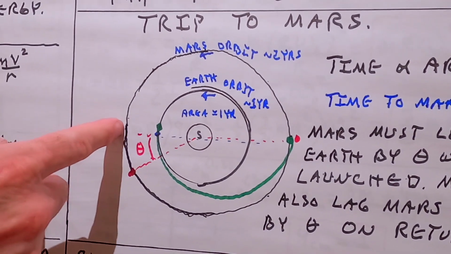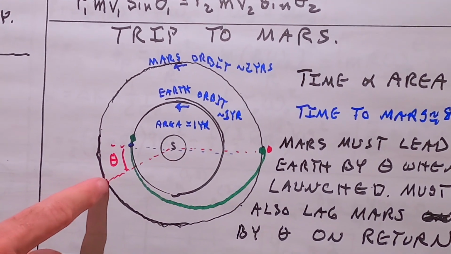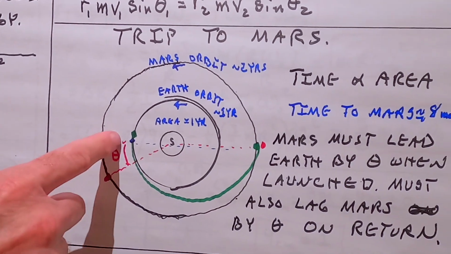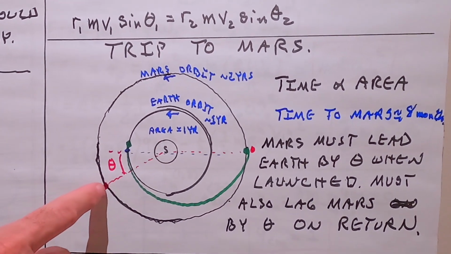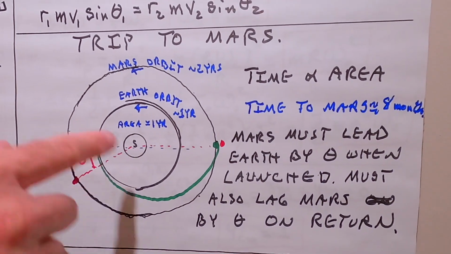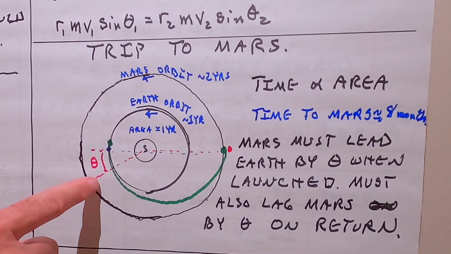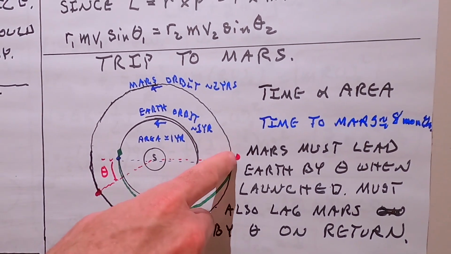Well, it takes Mars a year to get from here to here, so it's got to have a little bit of a head start, a certain angle theta up in front of you, and then you can take off. If you miss that opportunity, you're going to have to wait until you're in that situation again, which is quite some time.